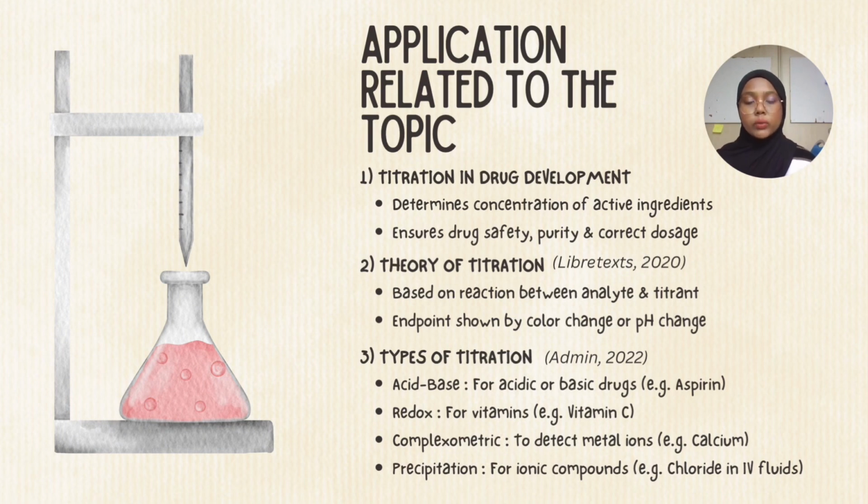There are four types of titration commonly used in drugs: acid-base titration for drugs like aspirin, redox titration for vitamins like vitamin C, complexometric titration to check metal ions like calcium, and lastly, precipitation titration for ions like chloride in IV fluid. So, titration is very useful to make sure medicines are made the right way, and in this simulation, we use acid-base titration.